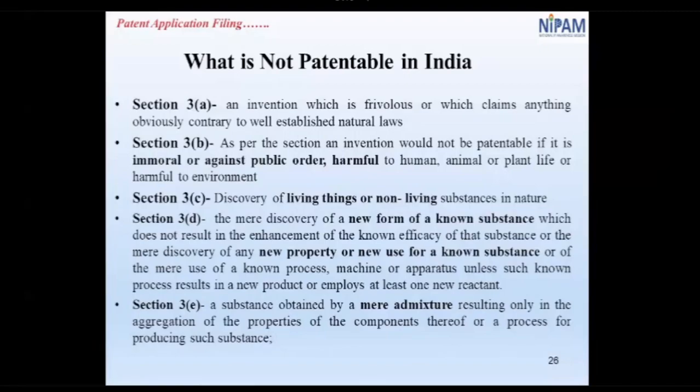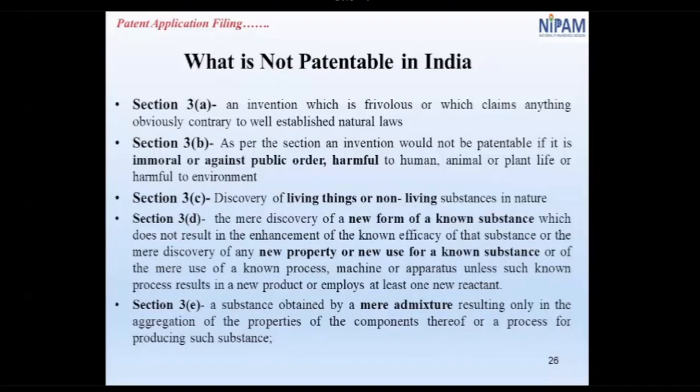When the patent office rejected the case, Novartis said that the beta crystalline form is somehow advantageous, that it has more stability, and they showed various kinds of advantages. But again, the patent office rejected the case. They went to the IPAB, then the High Court, and finally the Supreme Court. Even the Supreme Court upheld the stand of the Indian Patent Office and rejected the case.